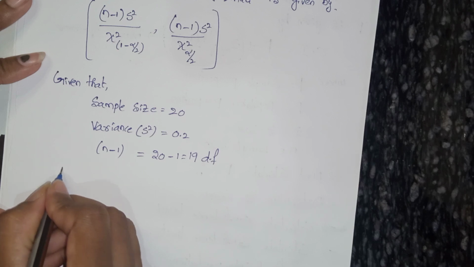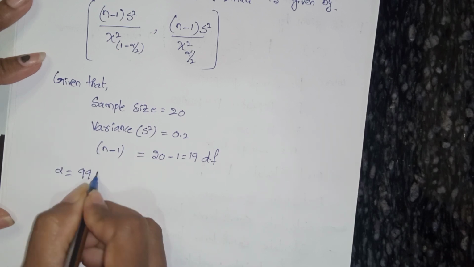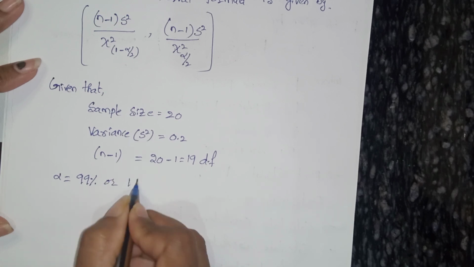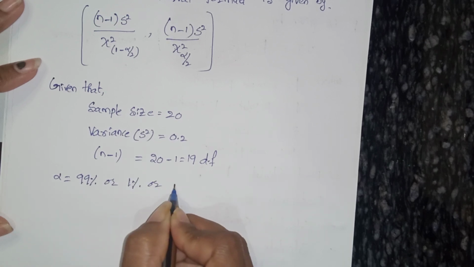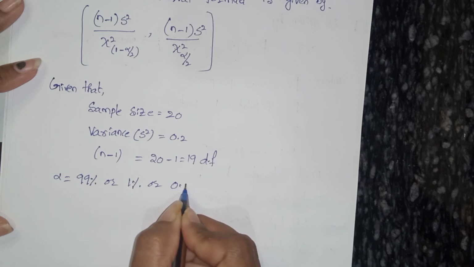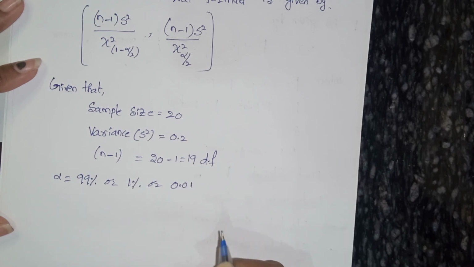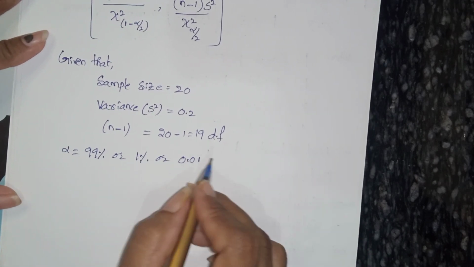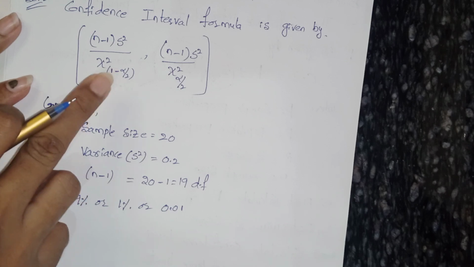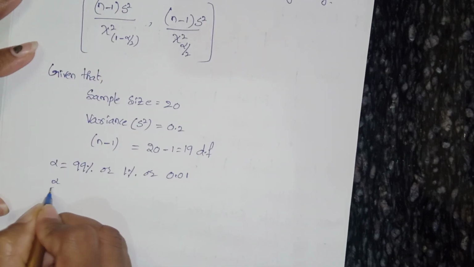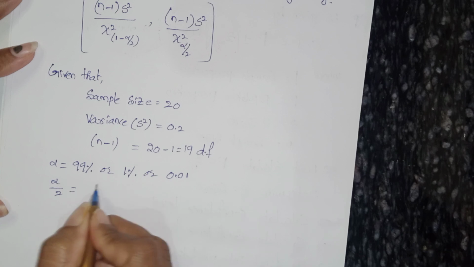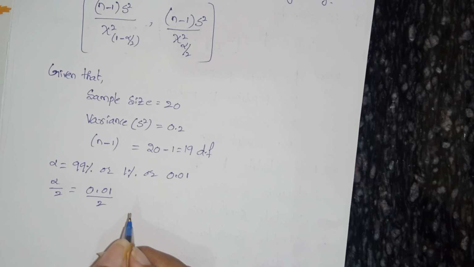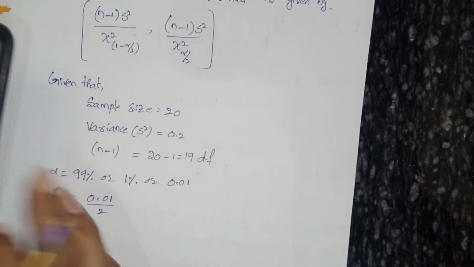Here they give 99%. 99% is also called 1%, or we can also call it 0.01. So now what we have to find is alpha by 2. So alpha by 2 equals how much? 0.01 by 2 is nothing but 0.005 we will get.